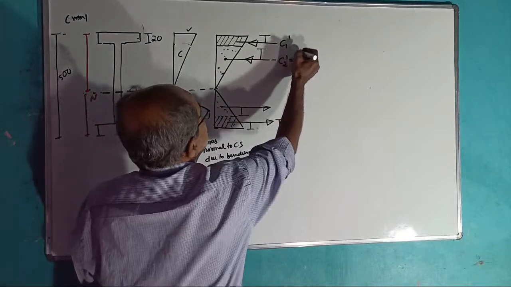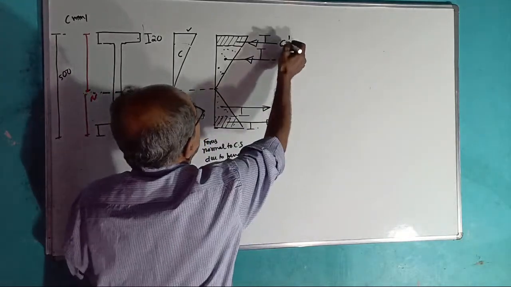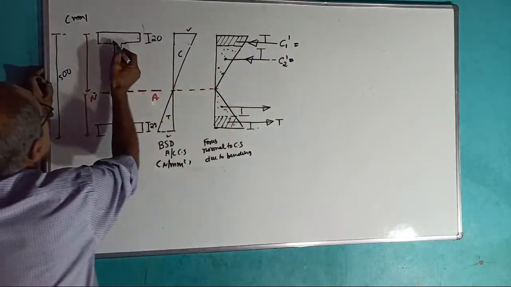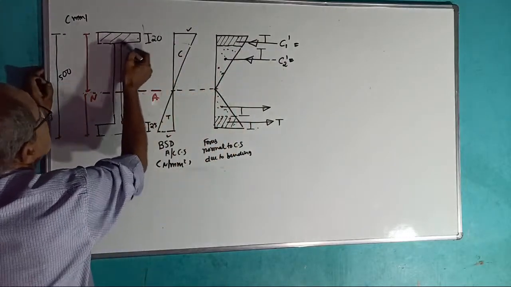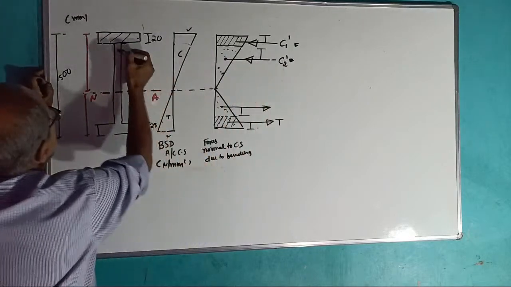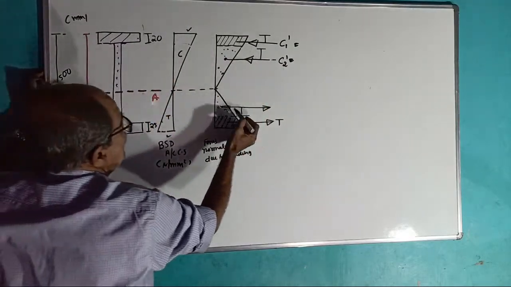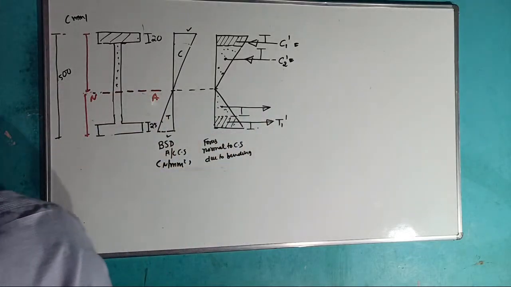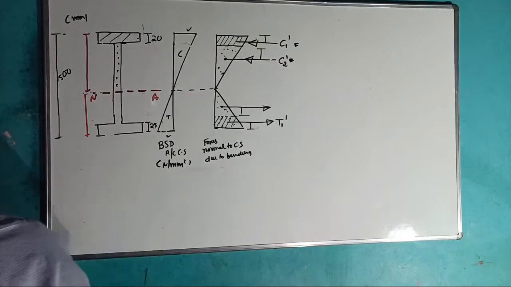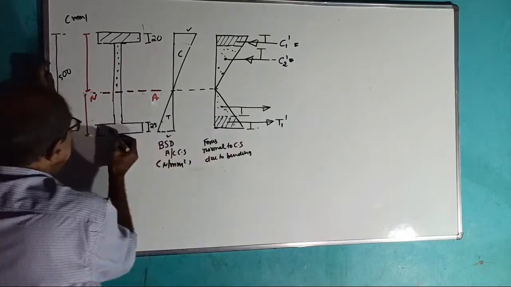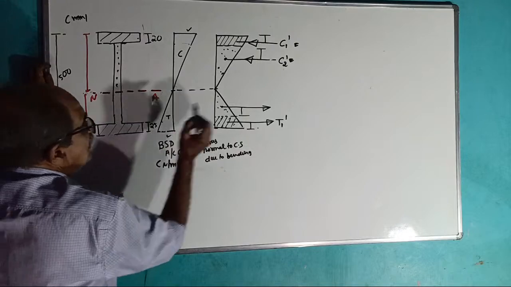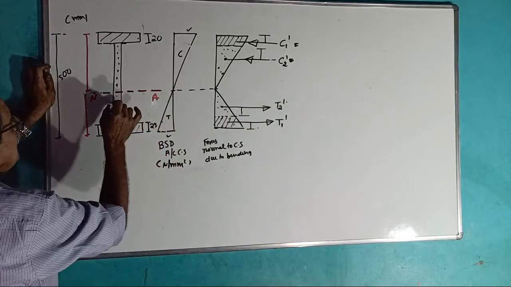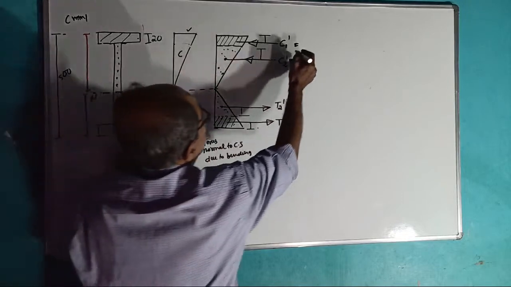C1 dash is the compression force in the upper flange. C2 dash is the compression force in this portion. Then T1 dash, I think T1 or T2, which one? Okay, that's correct. T1 dash is the tension force in the bottom flange. T2 dash is the tension force in the web below. These all values you got.